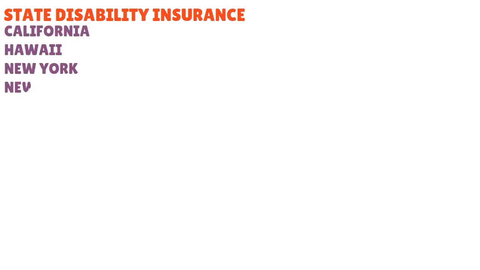Let's now talk about state disability insurance. Currently, 5 states have some form of state disability insurance that is withheld from employee paychecks. You have California, Hawaii, New York, New Jersey, and Rhode Island, and each has different requirements for withholding rates as well as the defined wages and more.